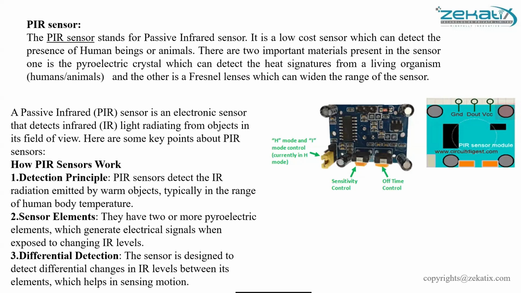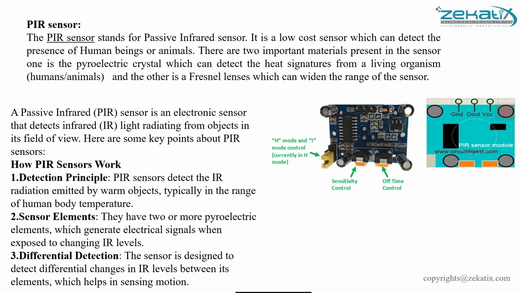Regarding applications, the PIR sensor is used in various fields: in motion detectors, in security systems, in automatic lighting, and in consumer electronics, like automatic doors and energy saving devices.